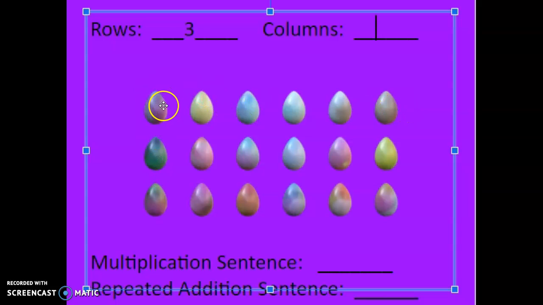Now we're going to be thinking about the columns. We're thinking vertically. What's going up and down? So in this case, I have 1, 2, 3, 4, 5, 6 columns.